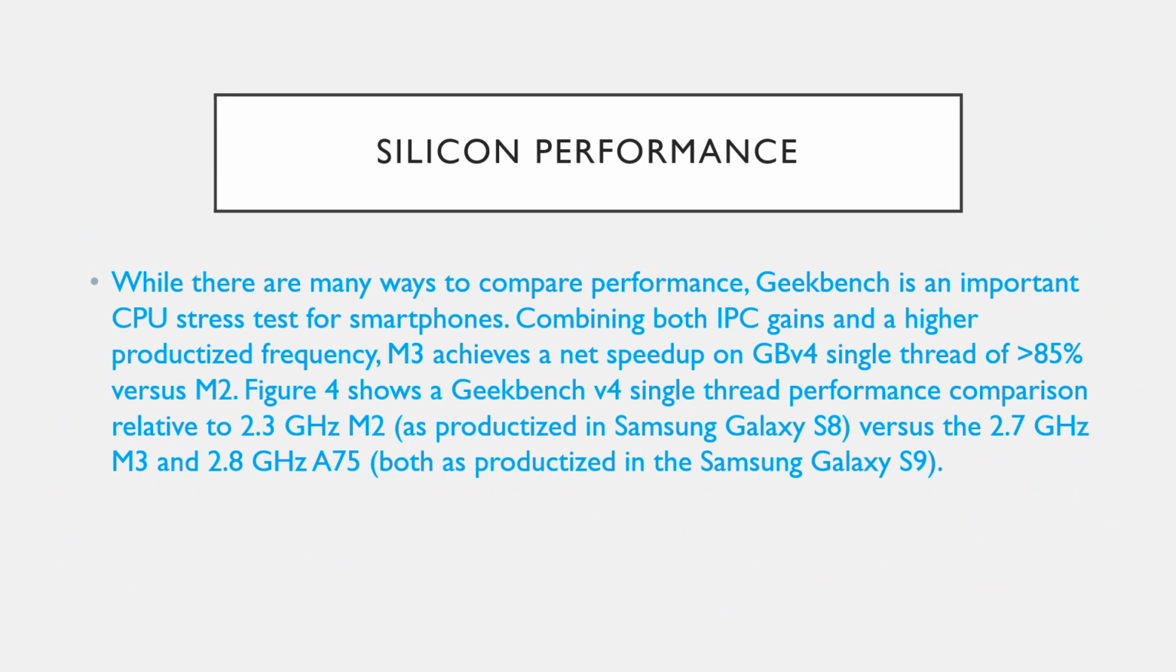Silicon performance. While there are many ways to compare performance, Geekbench is an important CPU stress test for smartphones. Combining both IPC gains and higher frequency, M3 achieves a net speedup on Geekbench v4 single thread of greater than 85% versus M2. Figure 4 shows a Geekbench v4 single thread performance comparison relative to the 2.3 GHz M2 versus the 2.7 GHz M3 and the 2.8 GHz A75.